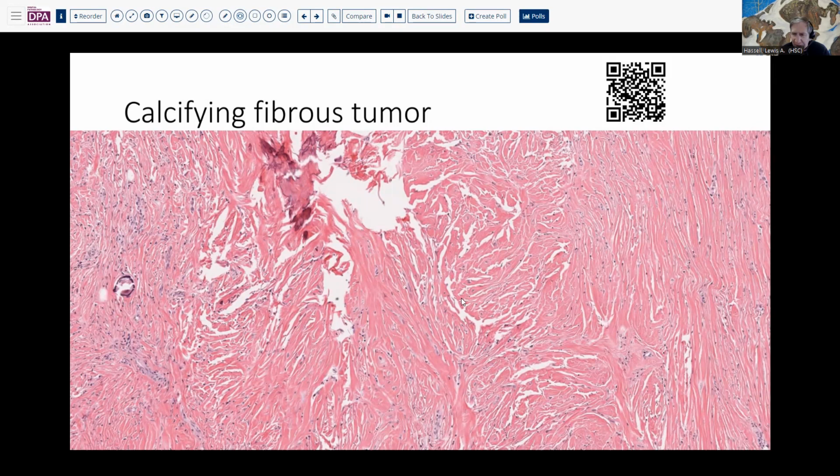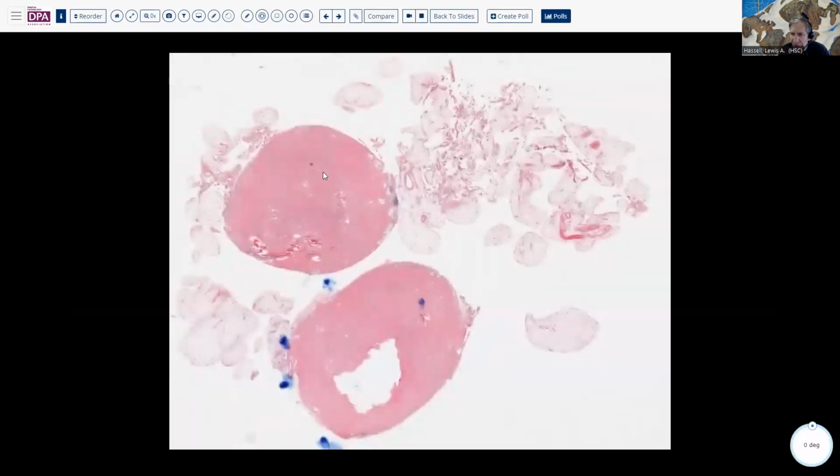And this is a lesion that, again, has some CD34 positivity and may have some rare desmin positivity, but generally is negative with myogenic markers. So it'd be hard to put it into that myofibromatous category. So here's a representative slide.